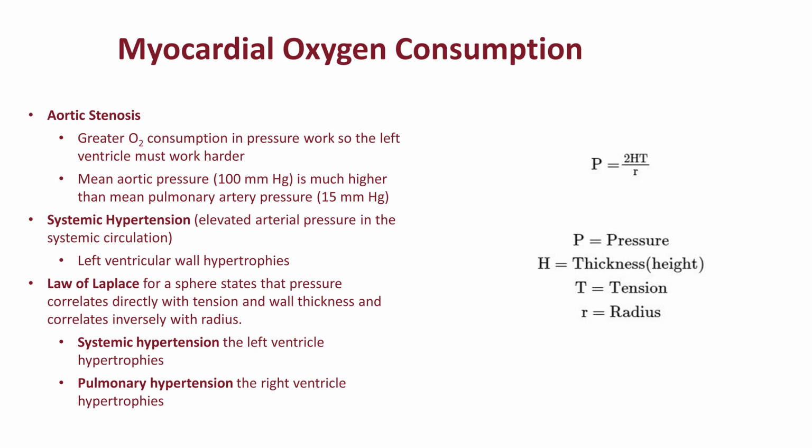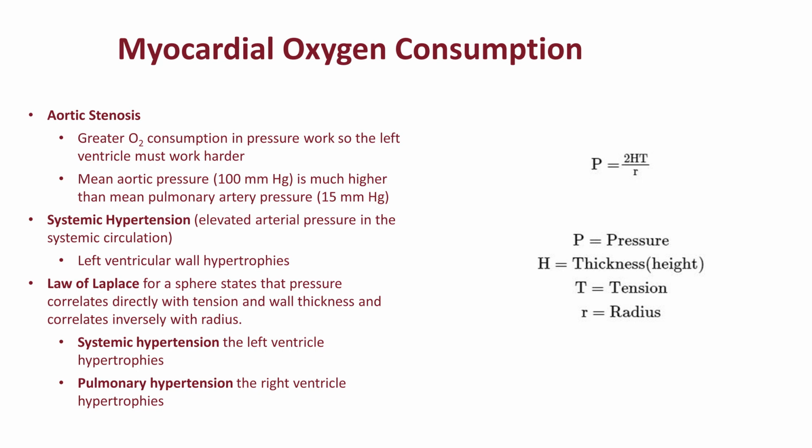There are two pathological conditions we can talk about to describe this condition. The first pathological condition is called aortic stenosis. This is when there's a narrowing of the heart valves in the large blood vessels, particularly the aorta. There's going to be a greater oxygen consumption in the pressure work so that the left ventricle must work harder to squeeze the blood out. The mean aortic pressure is 100 millimeters of mercury, which is higher than the pulmonary arterial pressure of 15 millimeters of mercury.